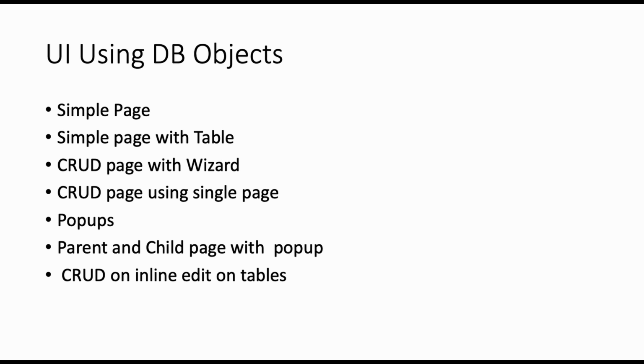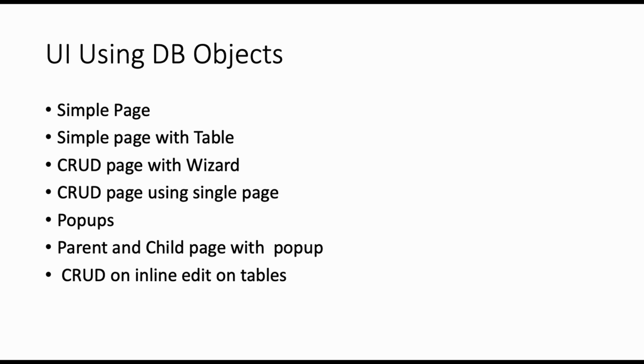Then we'll get into what different types of UI we are creating. We create a simple file with the table. Basically, we define a table. Then the CRUD operation, we do that. Basically, we create, read, update, delete using a wizard.